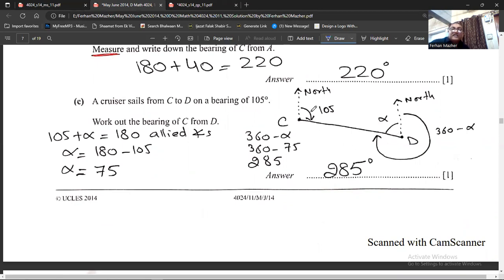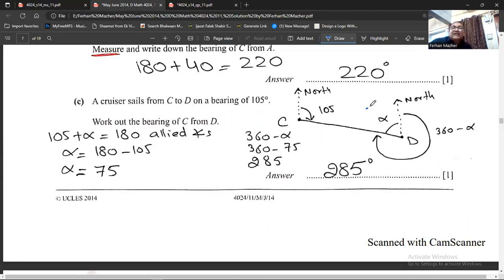I know this is 105. If I draw north here, these two are aligned angles, so their sum will be 180. So this is alpha, this is 105. So alpha plus 105 will be equal to 180. They are aligned angles of the parallel lines. So alpha will be equal to 180 minus 105, and that will be 75.